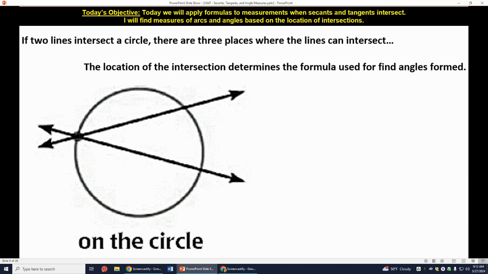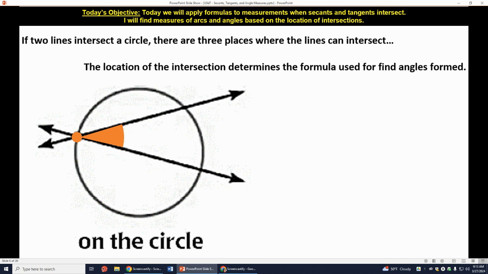If two lines intersect a circle, there are 3 places where the lines can intersect. The location of the intersection determines the formula used for finding angles. Okay, so when I look at this first one, I can see that my angle is on the circle. Here is the vertex of the angle we see. That angle has its vertex on the circle.